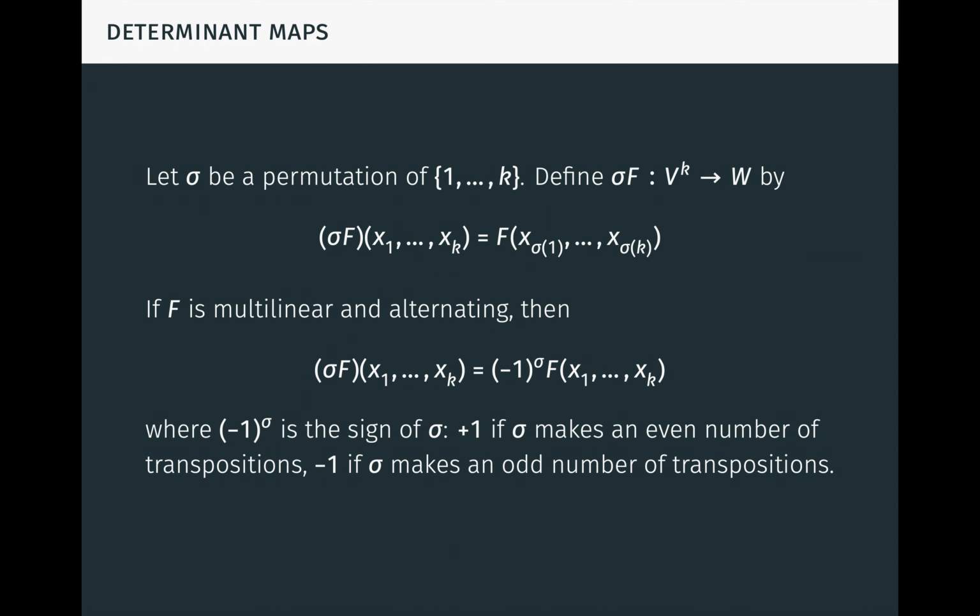If f is multilinear and alternating, then sigma f of x1 to xk is just (-1)^sigma times f of x1 to xk, where (-1)^sigma is the sign of sigma, plus 1 if sigma makes an even number of transpositions, and minus 1 if sigma makes an odd number of transpositions. Here we're using the familiar fact that every permutation can be obtained as a sequence of transpositions, and for a given permutation, the number of transpositions in any such sequence will always be even or always be odd. Therefore, this result follows immediately from what we saw on the previous slide.